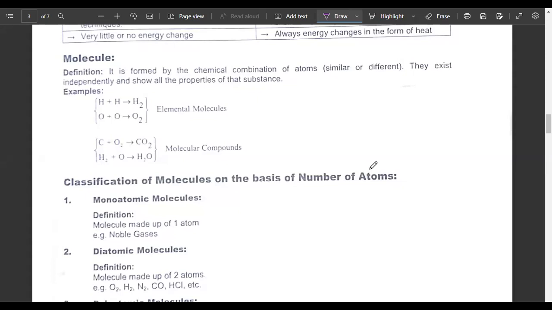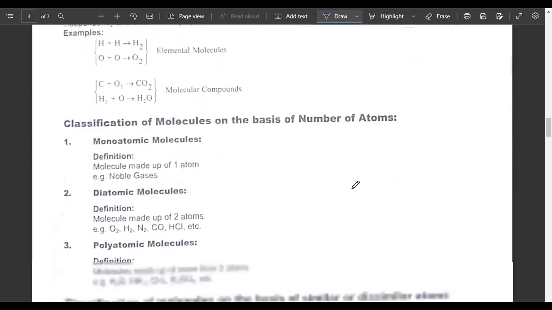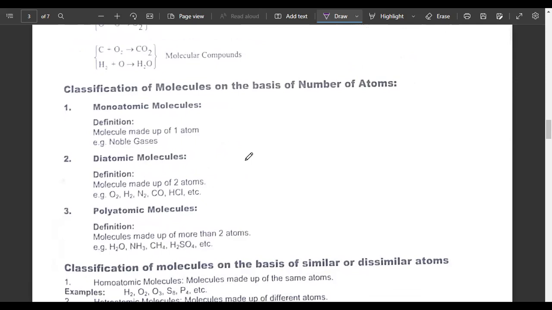We have some elemental molecules, जैसे कि hydrogen or hydrogen make up H2. Then we have some molecular compounds, जैसे कि carbon plus oxygen, two different elements combine to make a molecular compound. Now, if we classify these molecules on the basis of numbers of atoms, now we have monatomic, we have diatomic, and we have polyatomic as well.